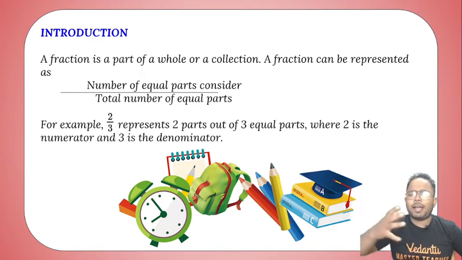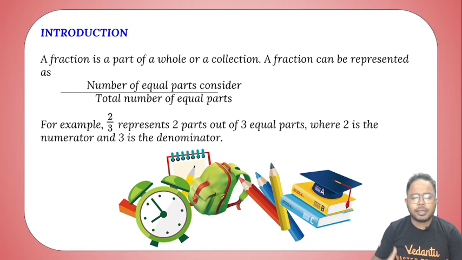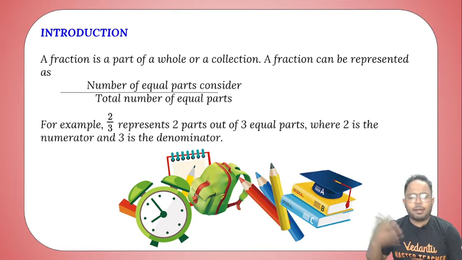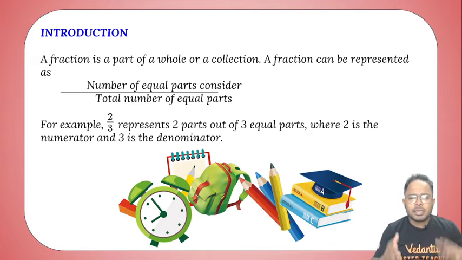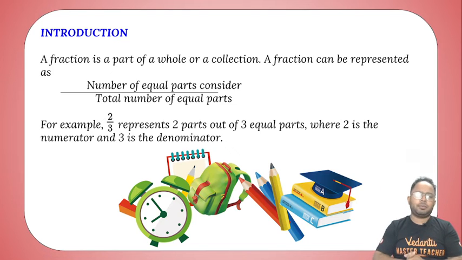Now, every time we have been talking about whole numbers, integers. So 5 chocolates, 5 bananas, 5 mangoes, 7 pencils. These are whole. When we talk about whole, it's complete.